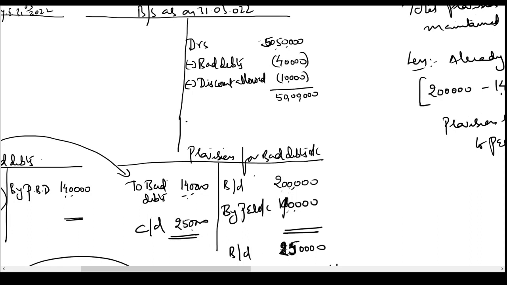Carried down 2,50,000, brought down 2,50,000. 3,90,000 minus 1,40,000 is 2,50,000. The said amount is brought down. So I'll write here less provision for bad debts 2,50,000 rupees. The balance amount is 47,50,000 rupees.